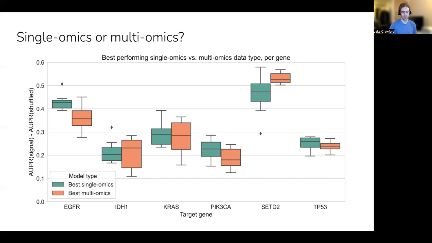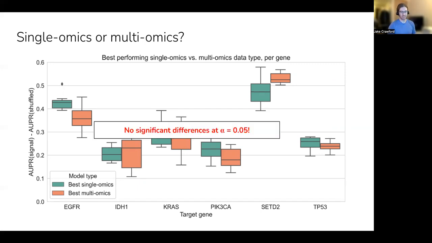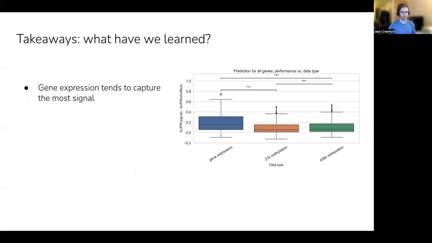I'm comparing the single omics and multi-omics models over the 8 cross-validation folds. And we see that none of the differences between single and multi-omics are significant at a cutoff of 0.05. So for these genes, we don't see that we can train better multi-omics classifiers statistically than the best single omics equivalent. So in general, what have we learned?